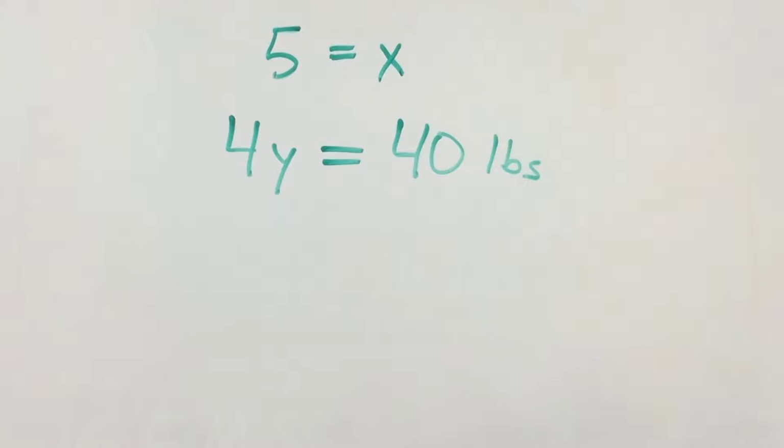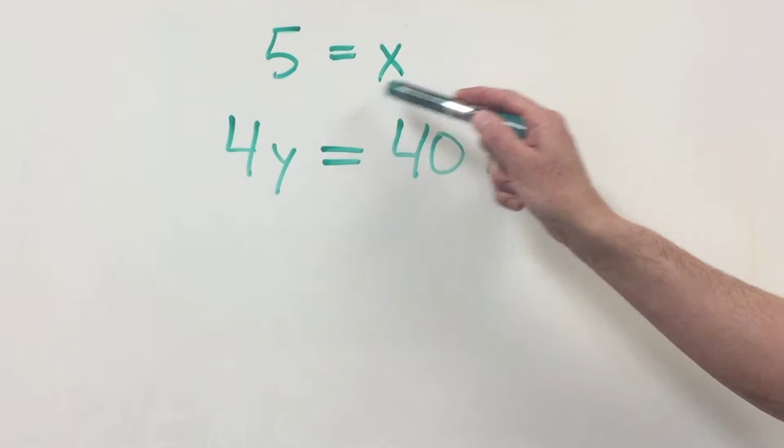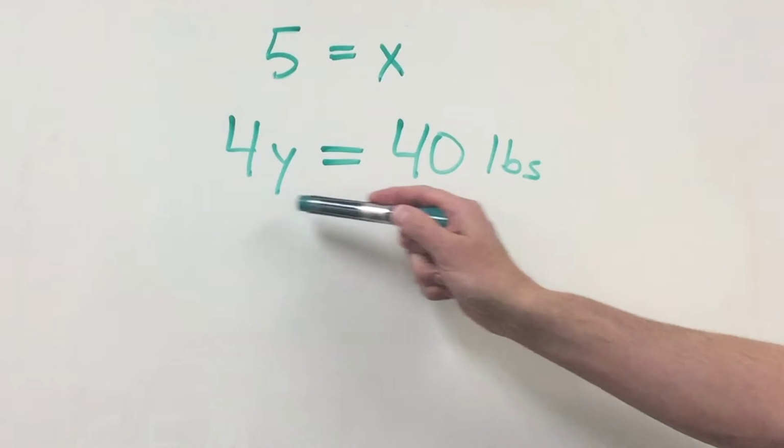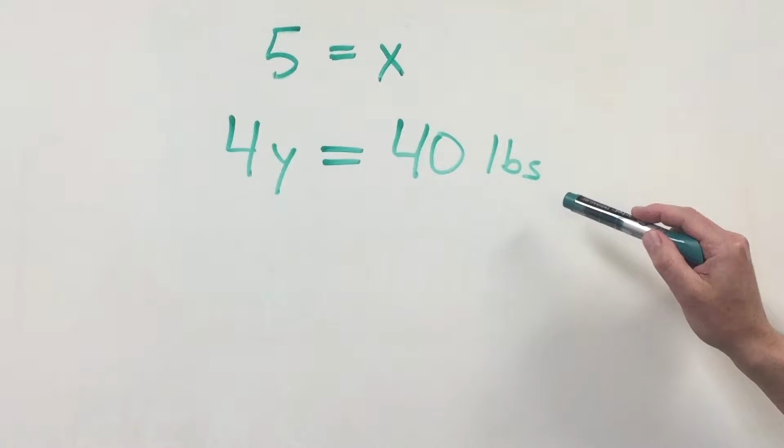A linear equation is an equation that contains one or more variables and other numbers or quantities. In this example, we have the variable x, the number 5. In the example below it, we have the variable y, the number 4, and the quantity 40 pounds.